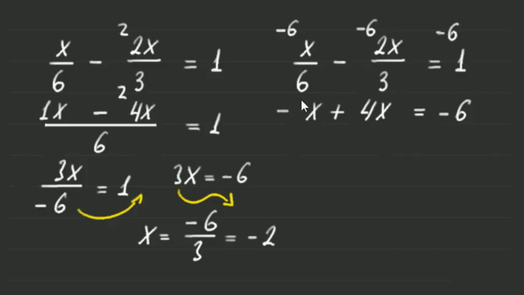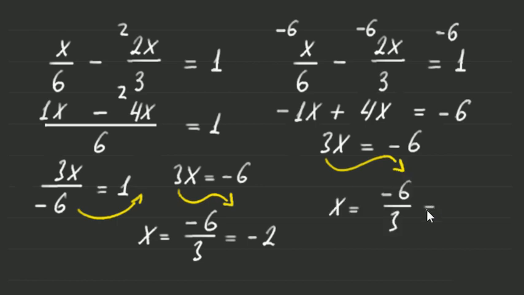Before x I must take 1 as the coefficient. 4 minus 1, I get 3. Move 3 as a denominator to the right side, and I get minus 2.